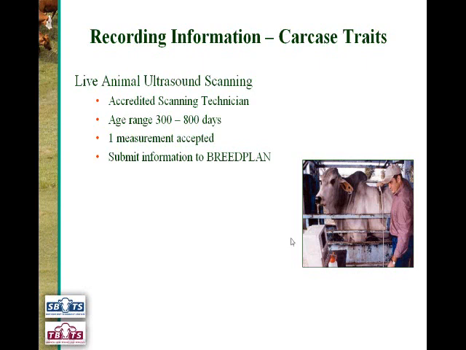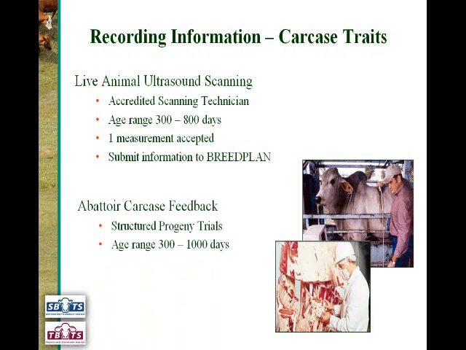But basically the scanner will come around, he'll measure, as you can see there in that picture, the eye muscle area between the 12th and 13th rib, the fat depth there, also the intramuscular fat, and you'll also measure the fat depth on the rump site. So you'll take those measurements and you'll send that into Breedplan, and that way we'll have all your animals run as a mob, all with their carcass measurements, and that will provide probably the best information for Breedplan. So that's the first set of information that goes into calculating those EBVs on animals, and we'll discuss some of the considerations you need to make when recording that information in the next slide.